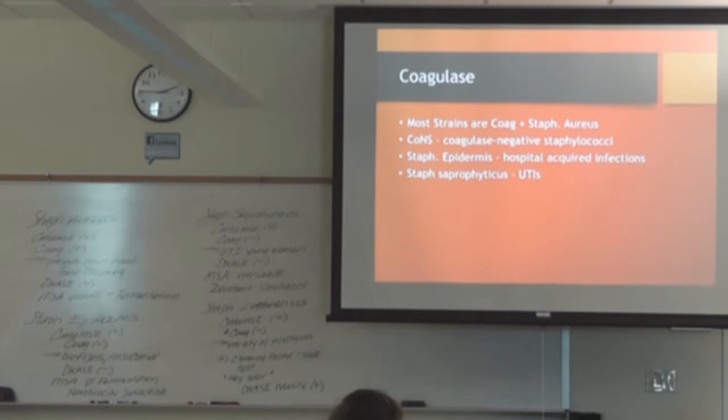All right, so coagulase. We know about this. We're initially differentiating the Staph species with coagulase. So most of the strains are coagulase positive that fall under Staph aureus, and then you have coagulase negatives, common ones like we have on the board: epidermidis and saprophyticus.